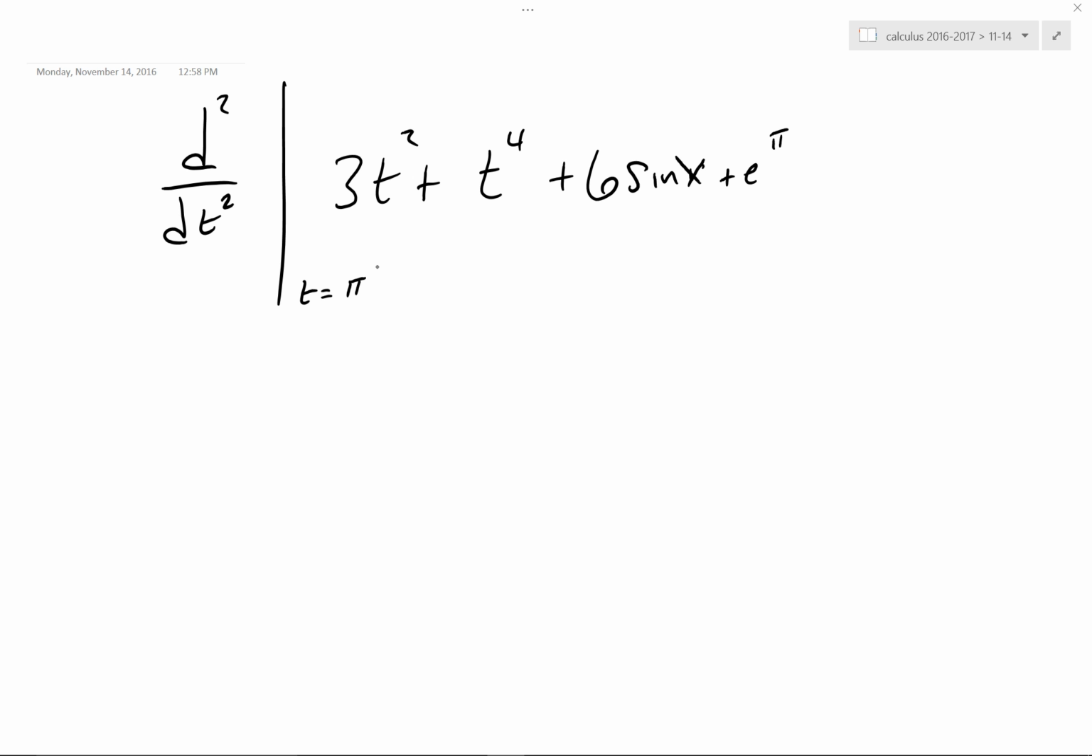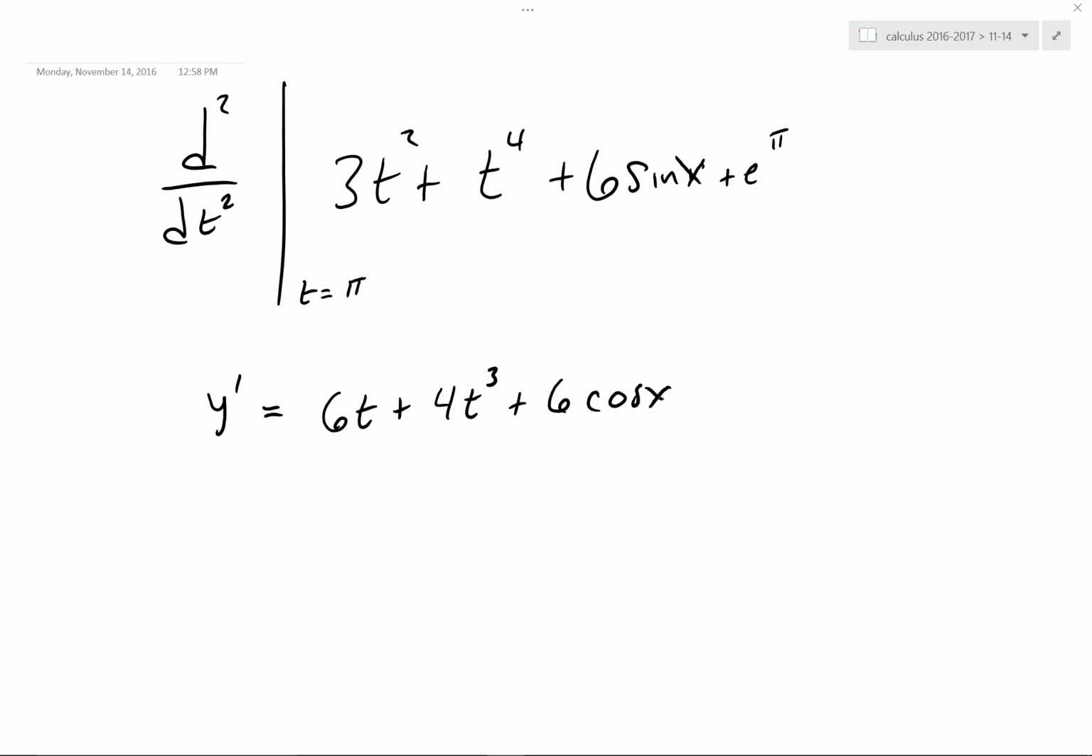So second derivatives first, what do you get? What's the first derivative? What is it? 6t plus 14 plus 6 cosine. Cool. Wrong! Ha ha! e to the pi, friends. What is it? It's a constant. Just want to see if you're paying attention. e to the pi, what is it?